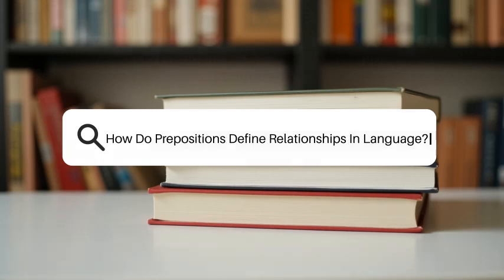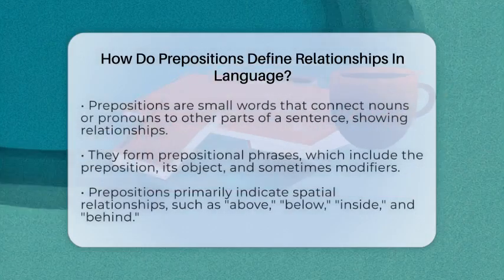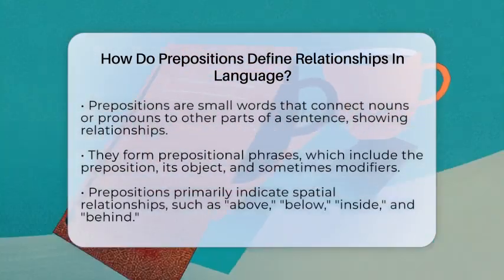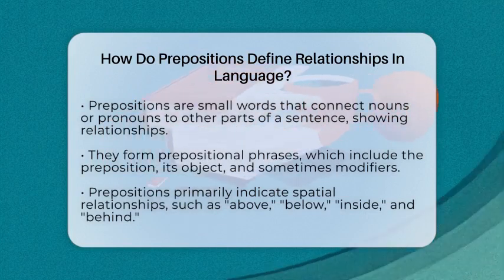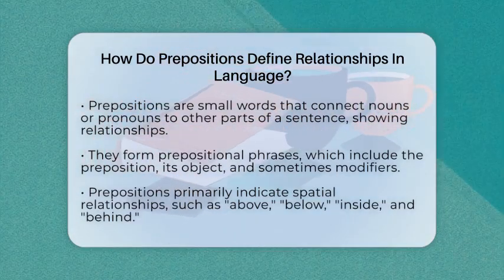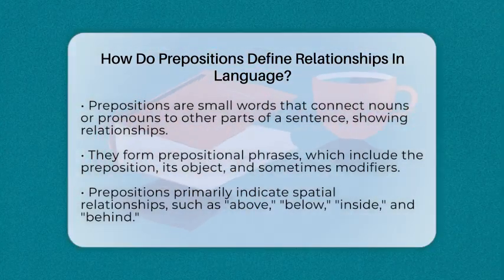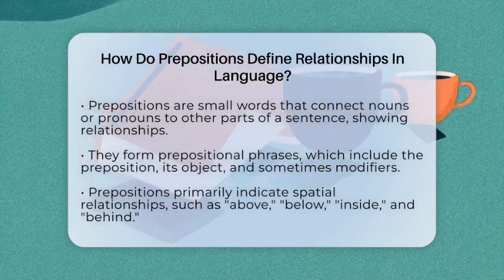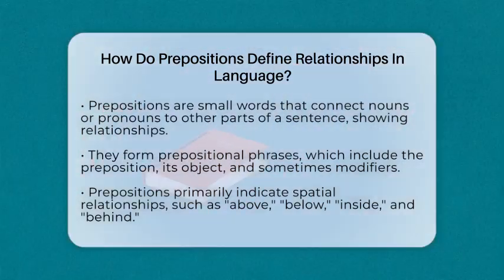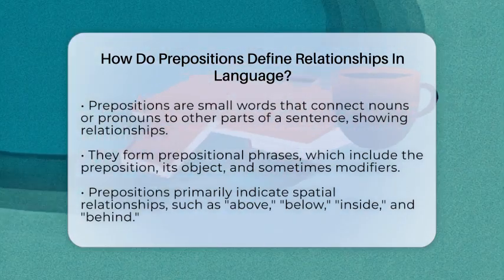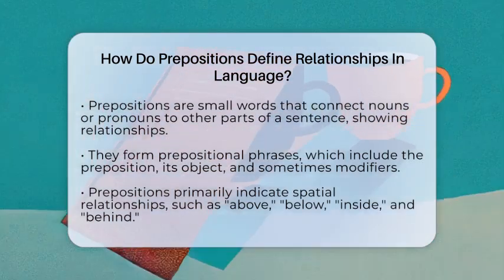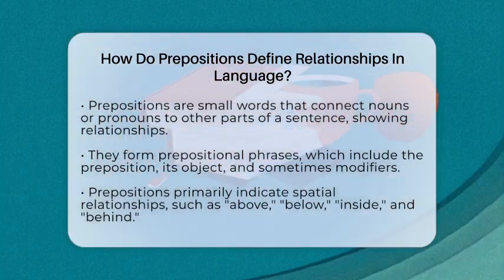How do prepositions define relationships in language? Imagine trying to describe where something is or when something happens without using any words that show connection. It would be pretty confusing, right? That's where prepositions come in. They are tiny words that act like bridges, linking nouns or pronouns to other parts of a sentence. These links help us understand how things relate to each other.